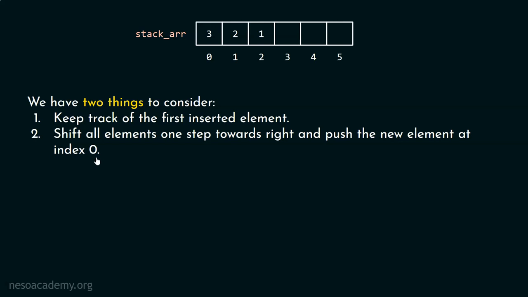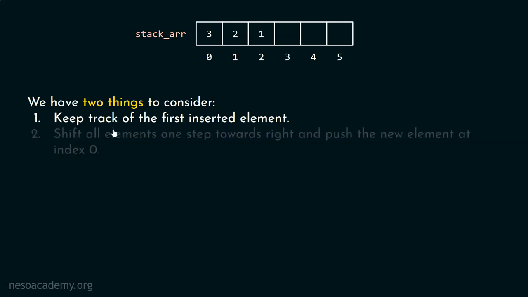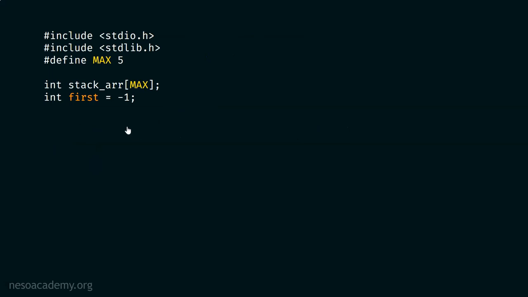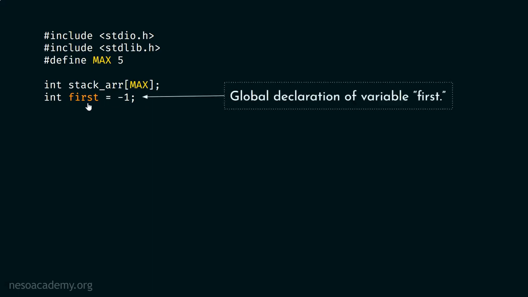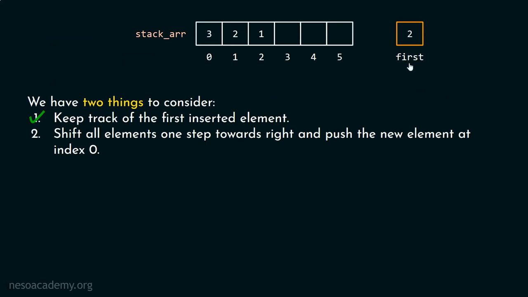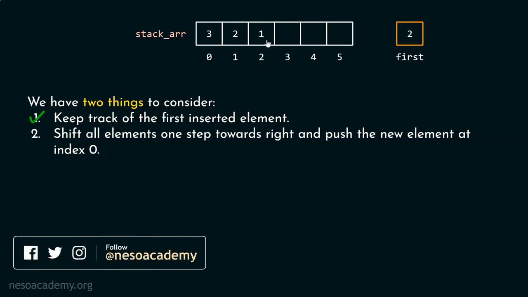Isn't that so? Let's just try to write the code for keeping track of the first inserted element. For this purpose, of course, we have to declare this global variable first, and we must store -1 initially to indicate that the stack is empty, right? This is the global declaration of the variable first. Instead of keeping a top variable, we will keep this variable first, which actually stores the index of the first inserted element. Fine. This is done. You can see that currently first is holding this index 2, which means that the first inserted element is at index 2. You can see this, right?